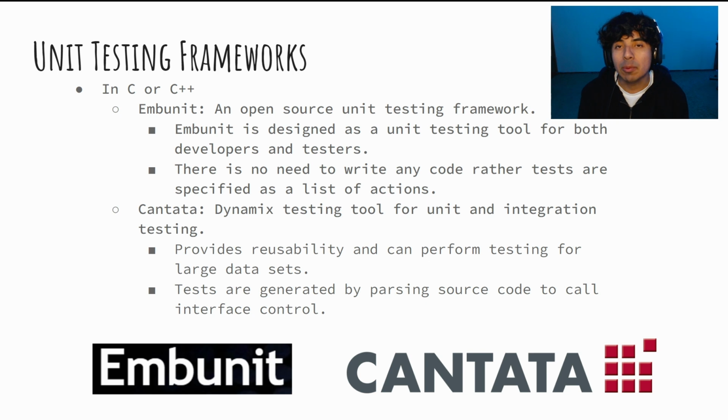The next unit testing frameworks that we're going to mention are in C or C++. The first one is Embonet, which is an open source unit testing framework, designed as a unit testing tool for both developers and testers. For this one, there is no need to write any code, and instead tests are specified as a list of actions. The next one is Cantata, which is a dynamic testing tool for unit and integration testing. It allows the developer to have reusability and perform testing for large data sets. And for this one, tests are generated by parsing code to all interface control.